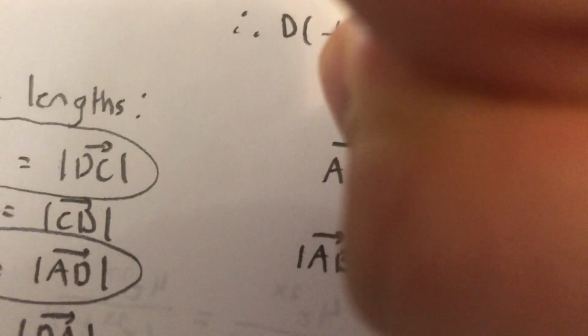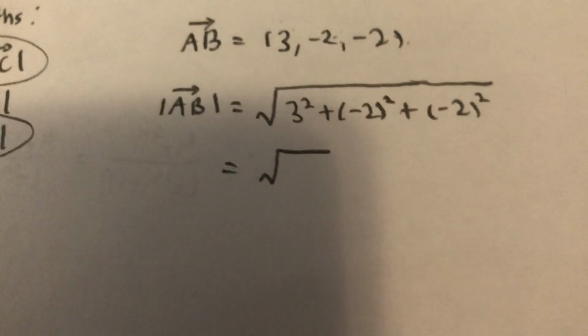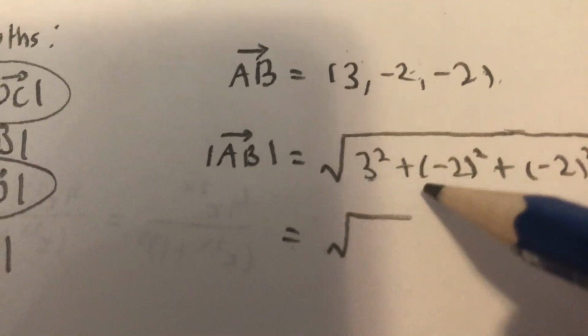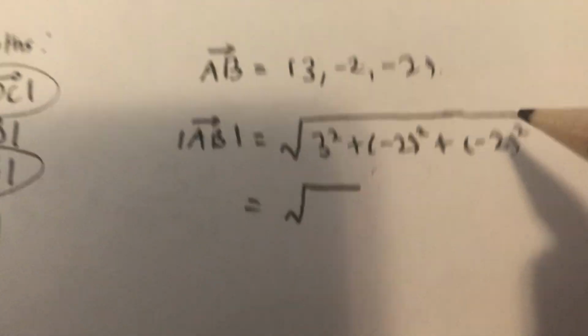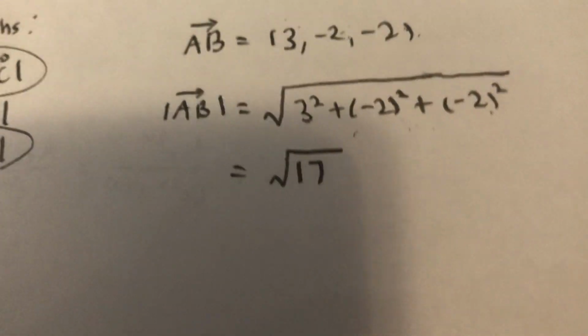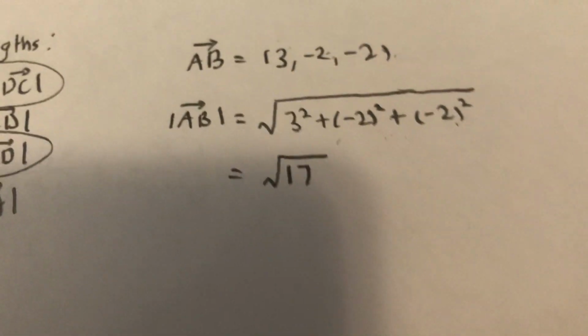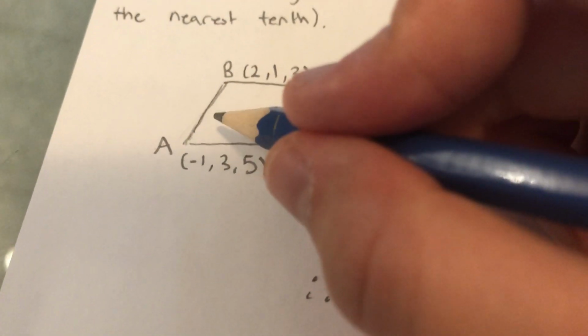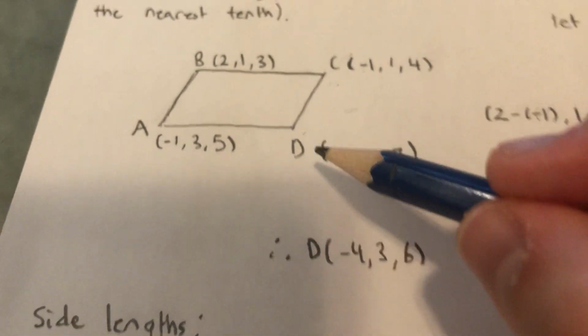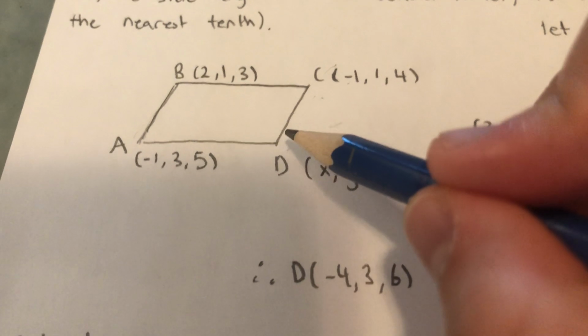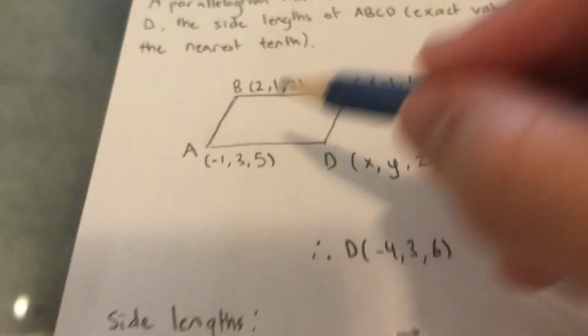And that will give us the square root of, this will turn to 9, 9 plus 4, that'll give us 13, and then plus another 4, that'll give us 17. So the answer of the magnitude of vector AB is root 17. So this entire side length here is root 17. And just to confirm, let's also find the side length of this side, since, as we stated here earlier, the magnitude of AB should equal the magnitude of DC.